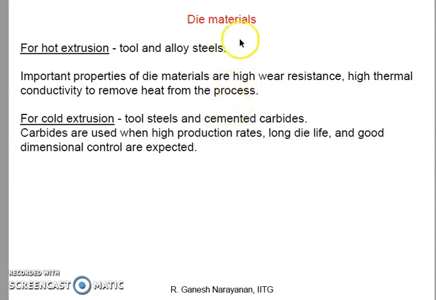If you see the materials of the die used for hot extrusion, tool and alloy steels are used. The important properties of die materials are high wear resistance and high thermal conductivity to remove heat from the process. For the cold extrusion process, tool steels and cemented carbides are used. Carbides are used the most, when high production rates, long die life, and good dimension control are expected.